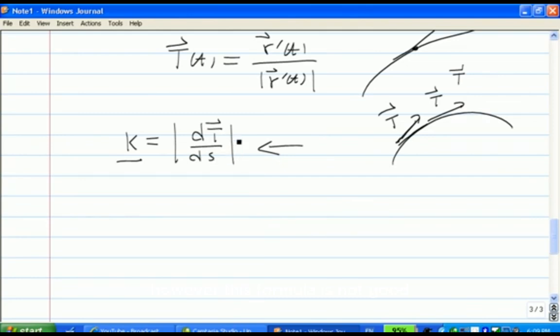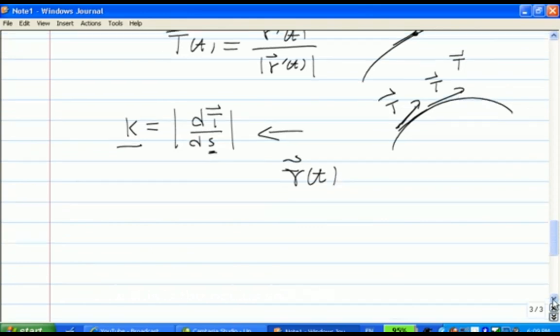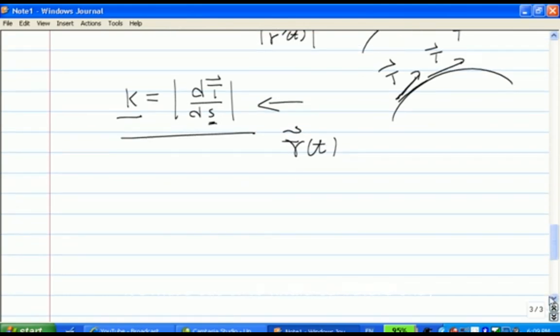However, this formula is not very useful for finding curvature, because your curve is normally given by an arbitrary parameter t. This is the arc length, so you would have to reparameterize before you can take a derivative. So this is the definition, and now we want to find a formula that makes it easier to find the curvature.